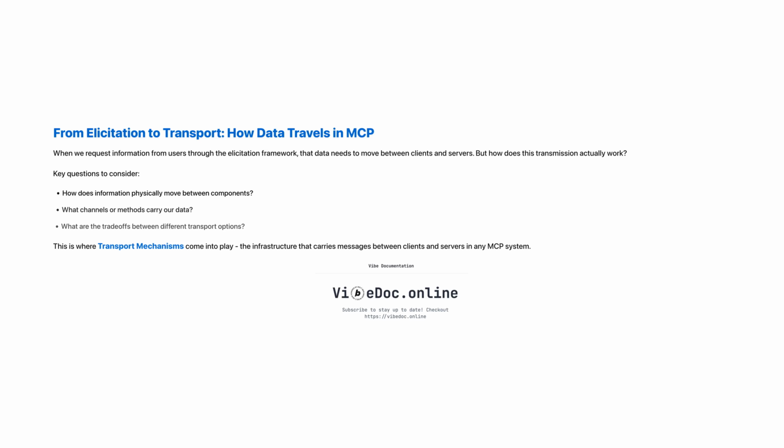So we've been talking about the elicitation framework and how tools can ask users for information during execution. But I'm wondering, once that information is requested, how does it actually travel between the client and server? Like, what's happening under the hood when I'm building my thesis project?